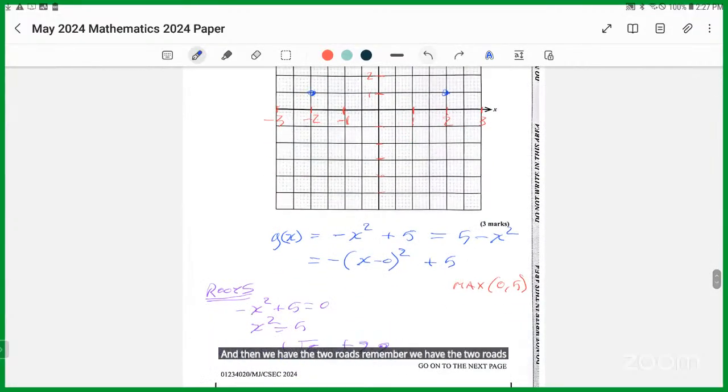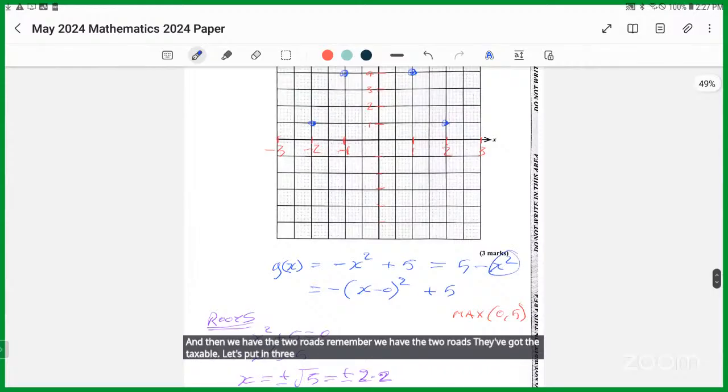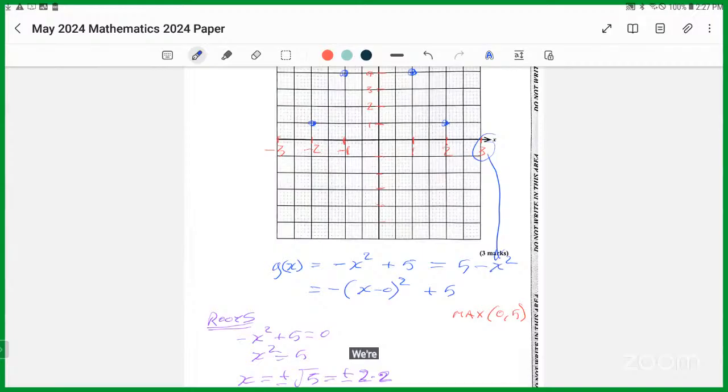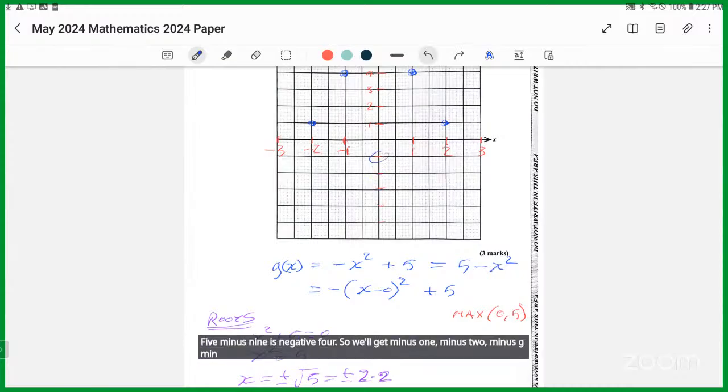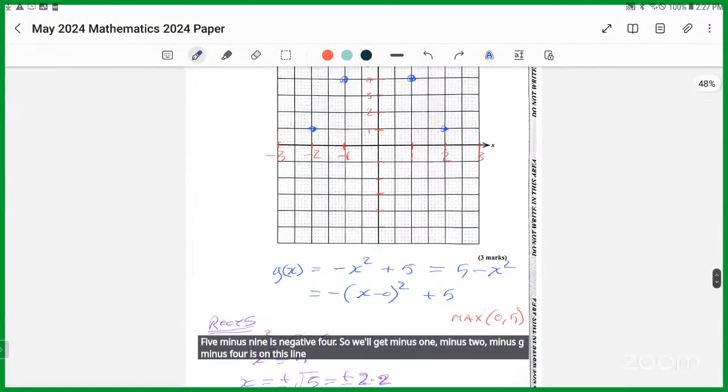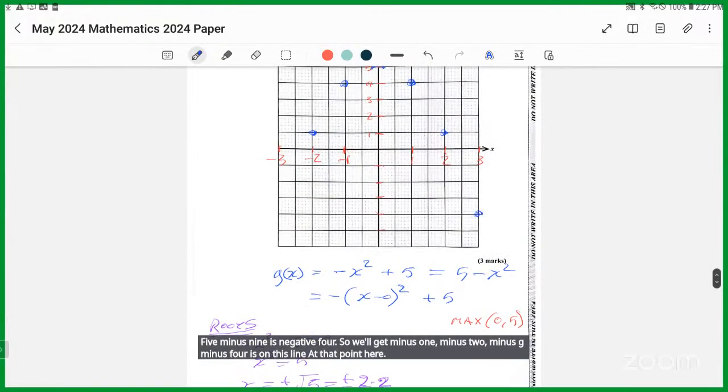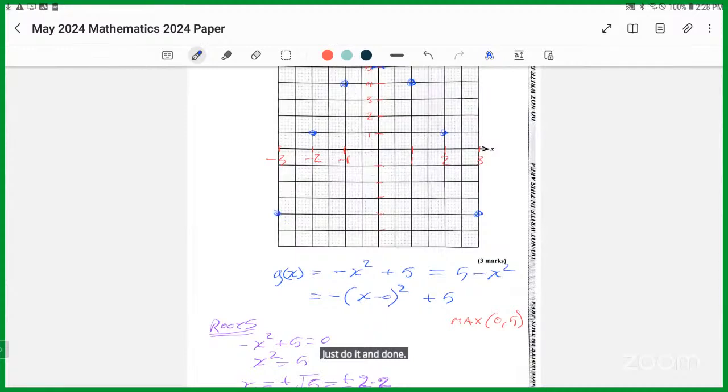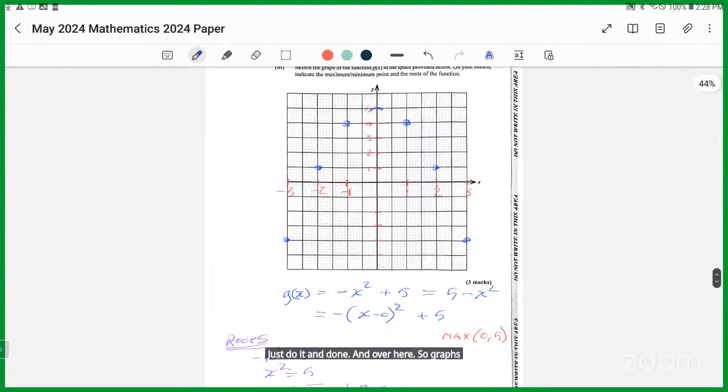We cut the x-axis, but let's put in 3 first. Put 3 in there, and we get 5 minus 9. 3 squared is 9, and 5 minus 9 is minus 4. So we'll get a point down here, and over here. So the graph passes through those points, guys. Just get a couple of points quickly from this equation, and just draw the curve like this.